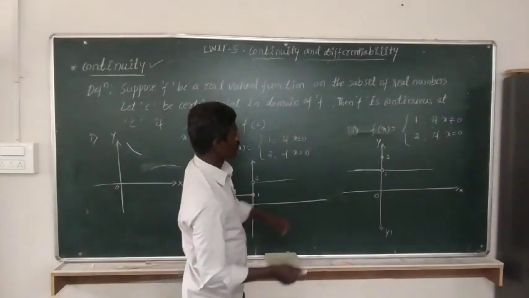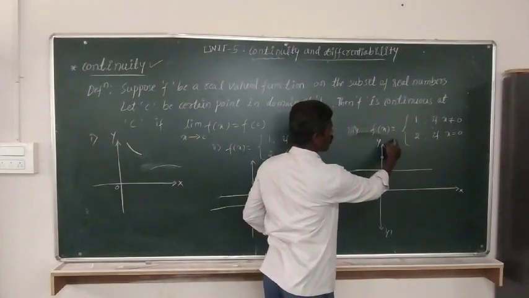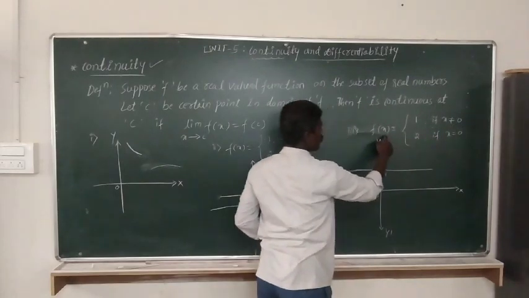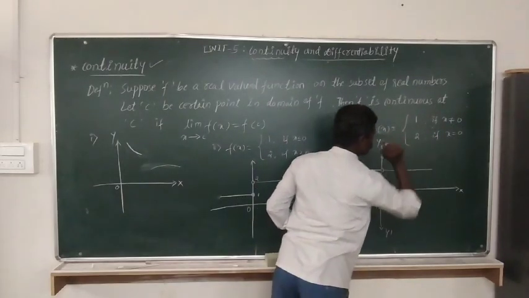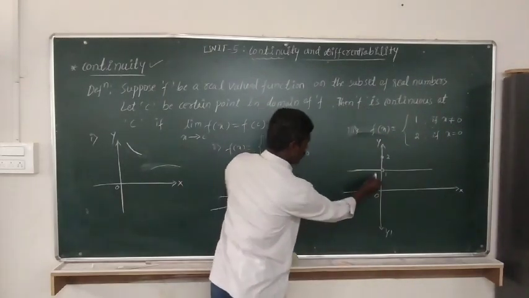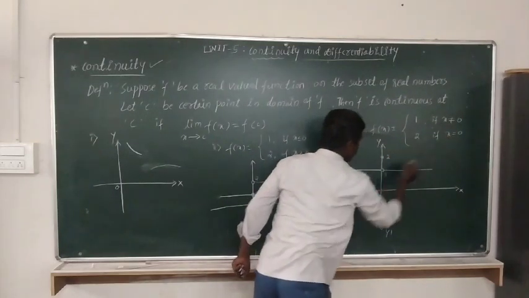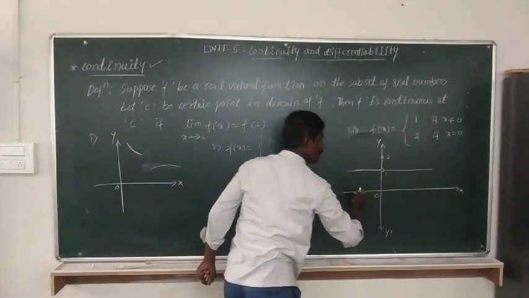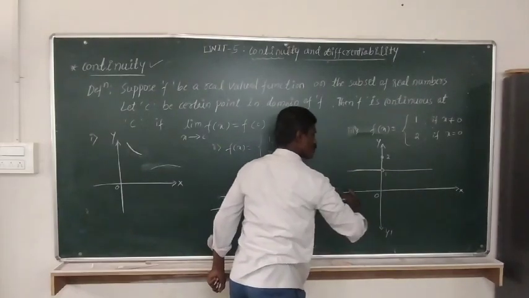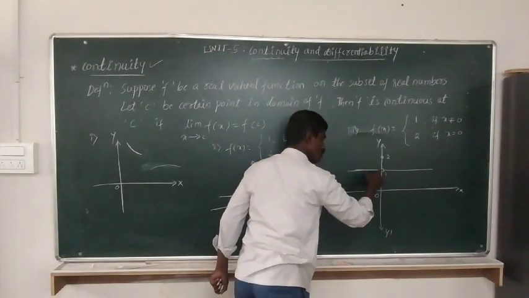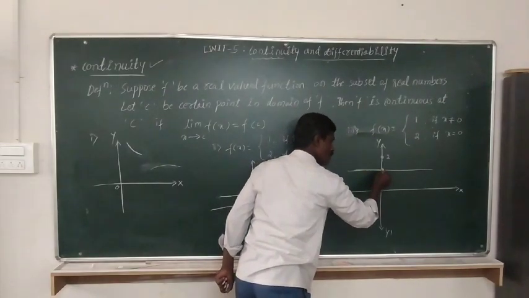Now, similarly, another function: f of x is equal to 1 when x is not equal to 0, and f of x is 2 when x is equal to 0. See here, when x is not equal to 0, the value of the function is 1 for all values of x. Throughout the domain, the value of f of x is 1 except at 0. So here 0 is excluded.